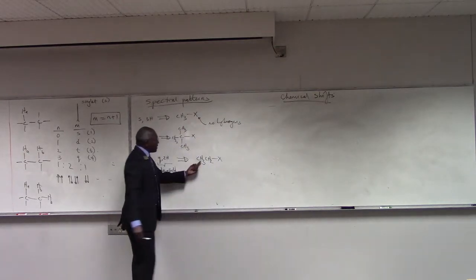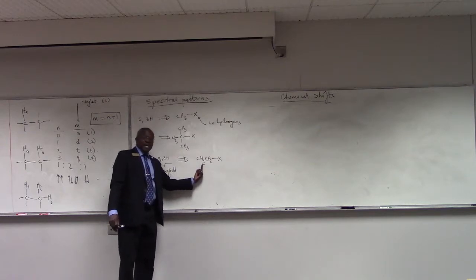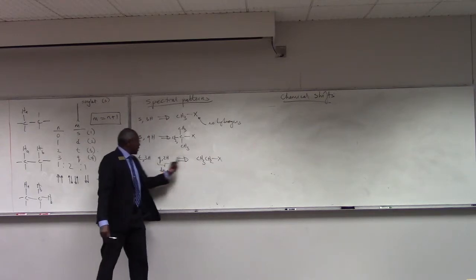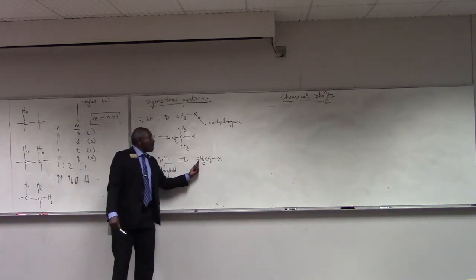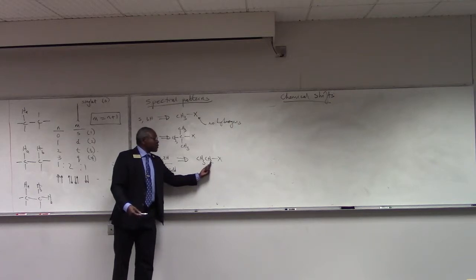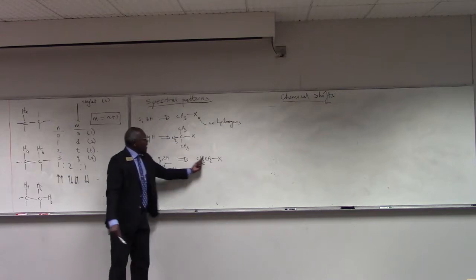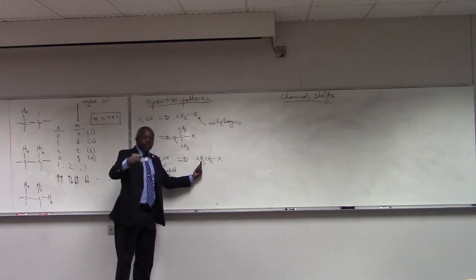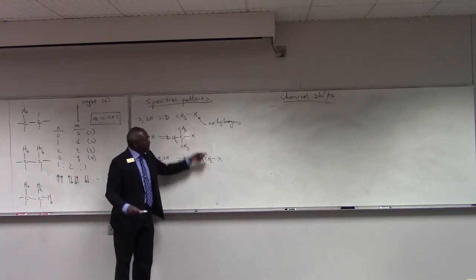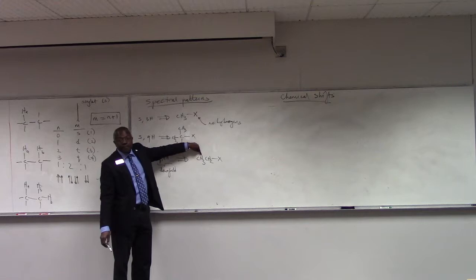On the other hand, these 3 H's will give me a signal that integrates for 3 H's, but it also gives me a triplet. The triplet arises because there are 2 H's on the adjacent carbon. If I use the n+1 rule, I've got 2 H's here, so that's 2 + 1, a triplet. So the triplet has nothing to do with the fact that there are 3 H's on this carbon.